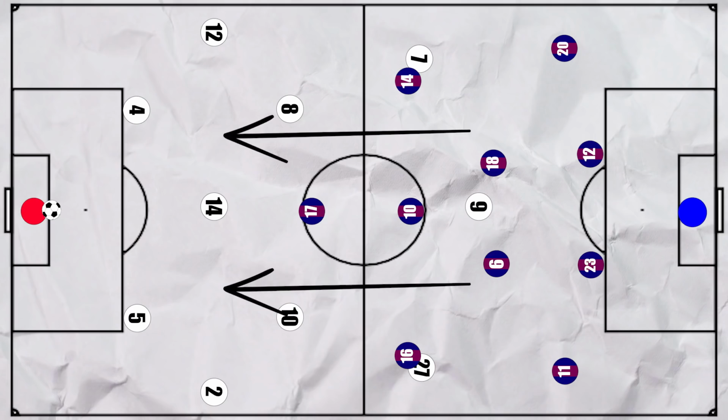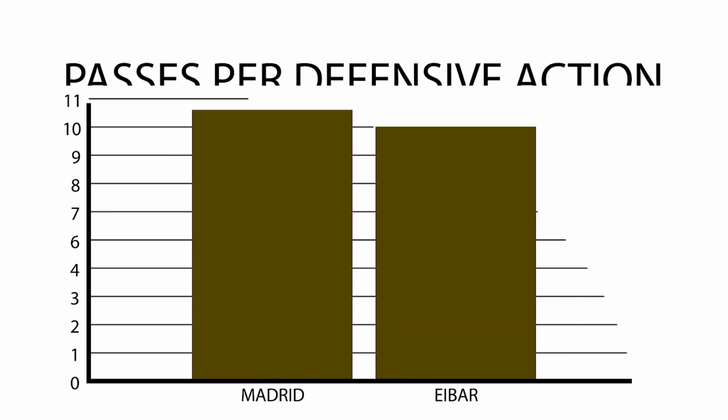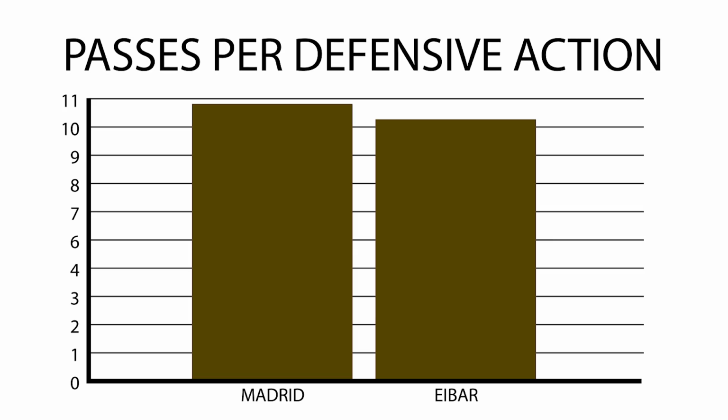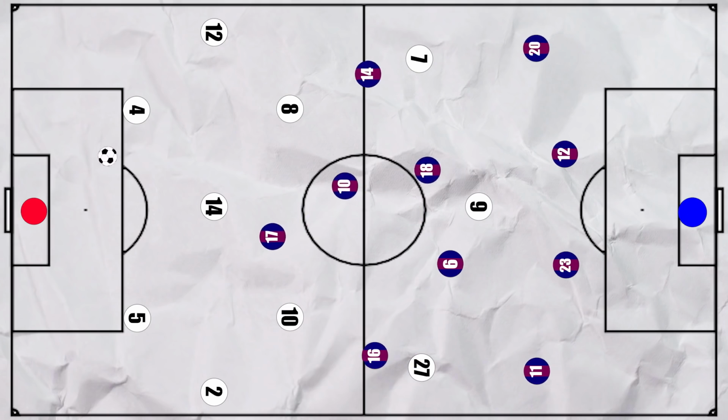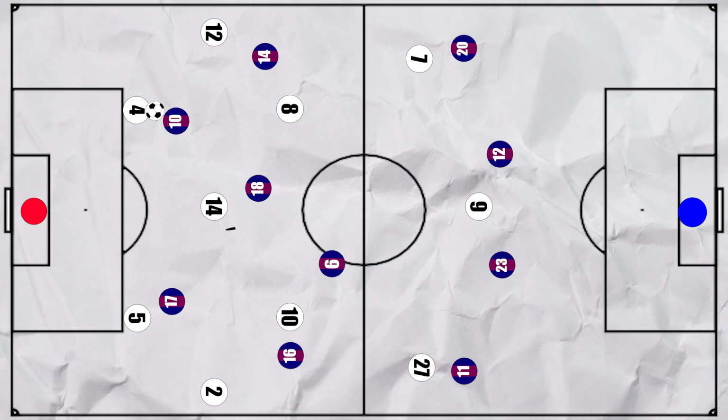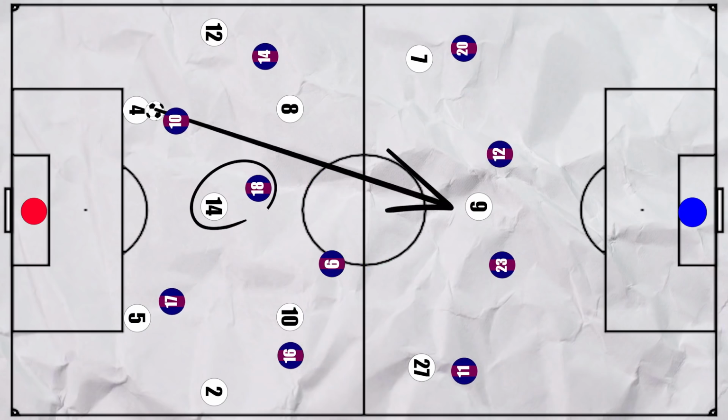However, Eibar were fairly aggressive with the press, and in fact, they and Madrid ended up with a roughly similar passes per defensive action, 10.8 for Madrid compared to 10.2 for Eibar. Their 4-2-3-1 would quickly shift to more of a 4-4-2, making sure that the centre-backs and Casemiro were covered. Initially, this did force Madrid into long balls.